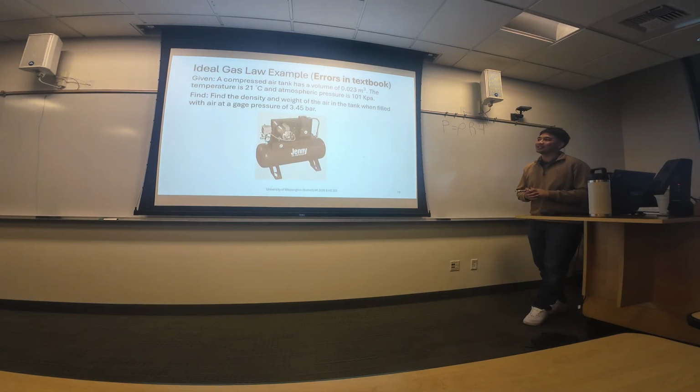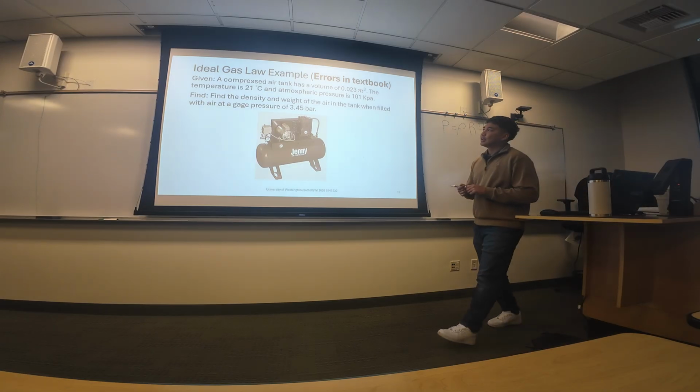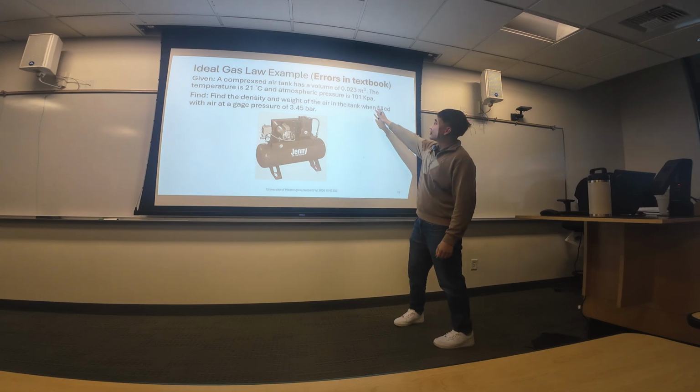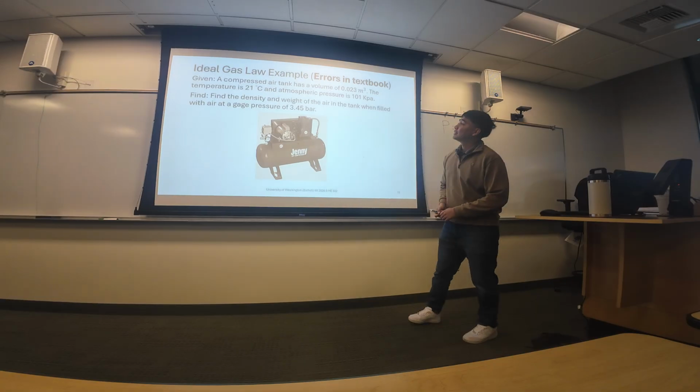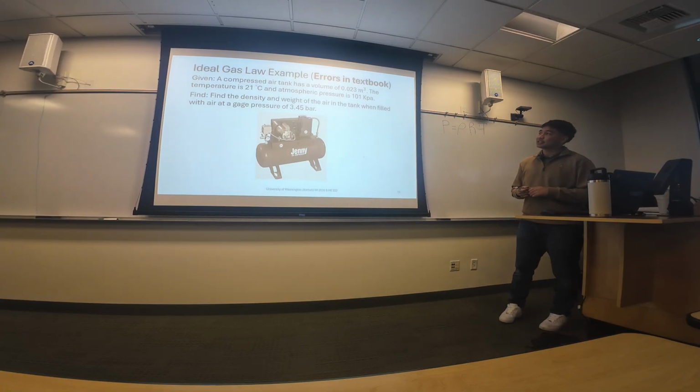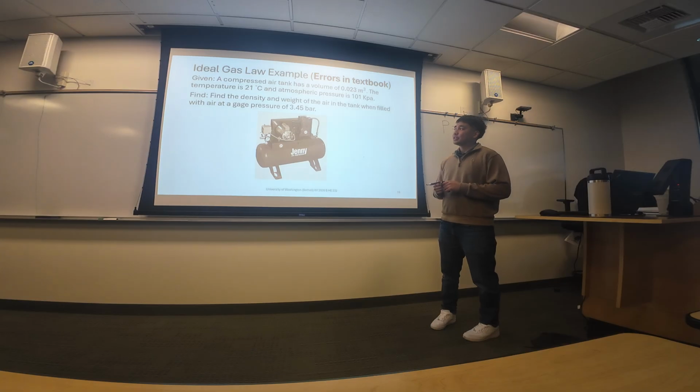Okay, so this is the example in the textbook that I found an error in. A compressed air tank has a volume of 0.023 meters cubed. This is the air tank. The temperature is 21 degrees Celsius and atmospheric pressure is 101 kilopascals, okay? Find the density and weight of the air in the tank when filled to an air gauge pressure of 3.45 bar. And that unit bar is, I believe, just a conversion for 100,000 pascals.